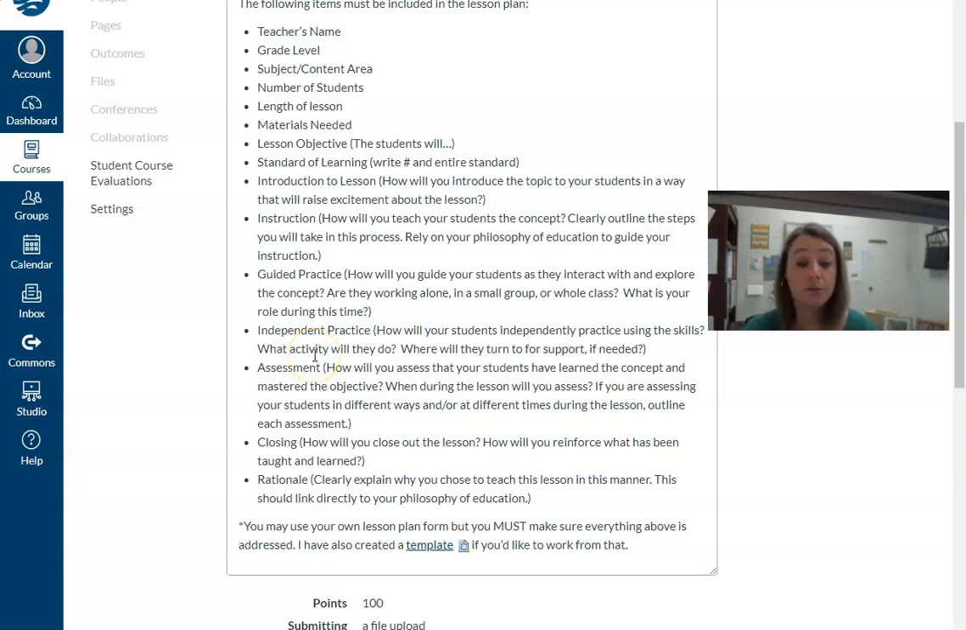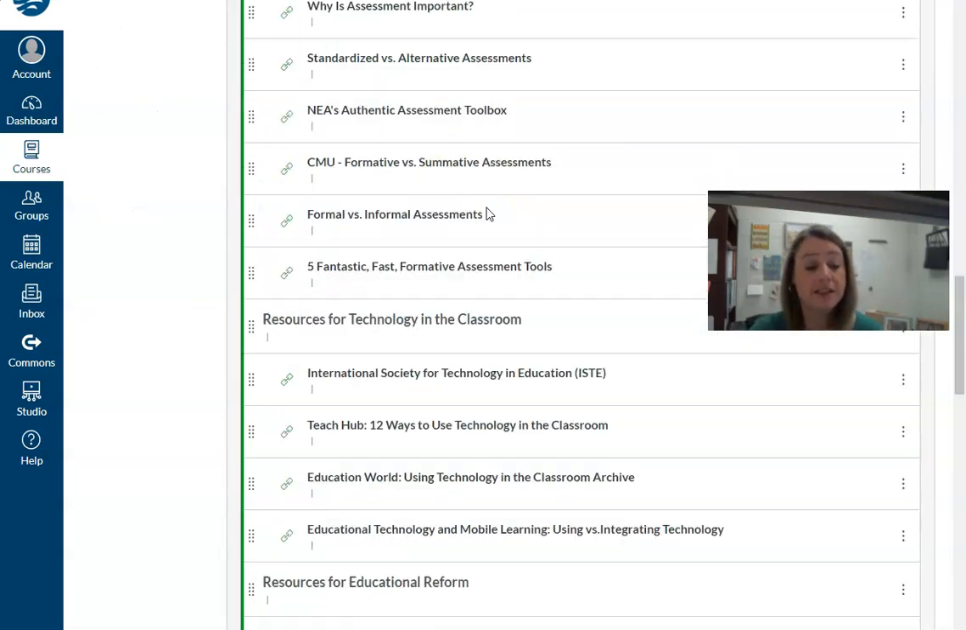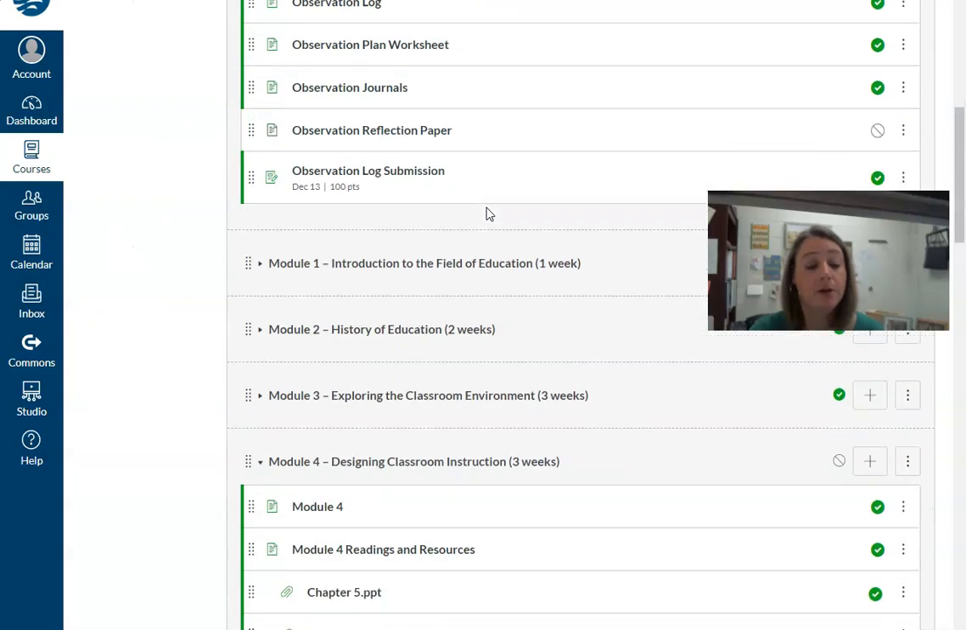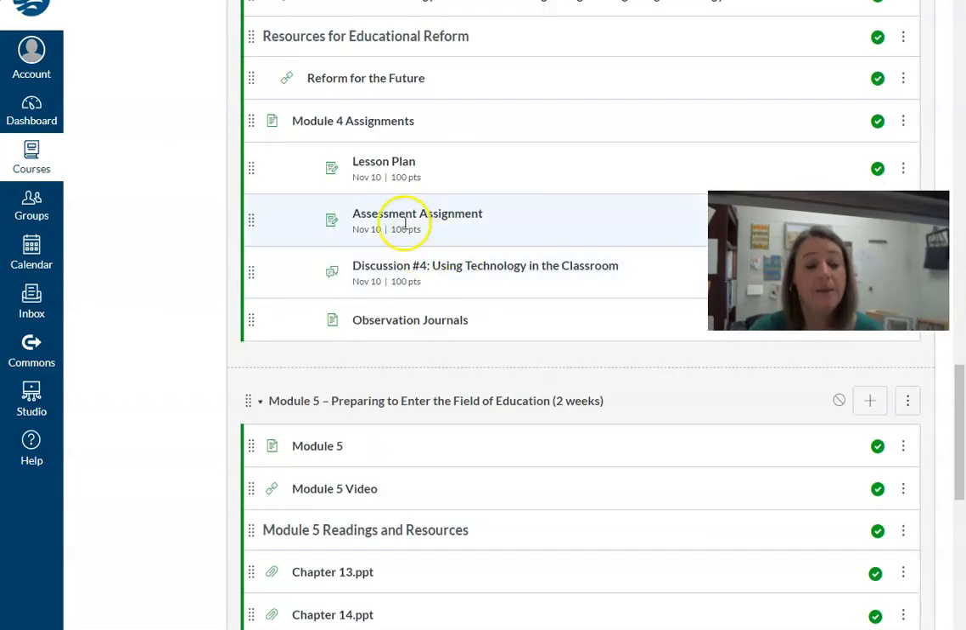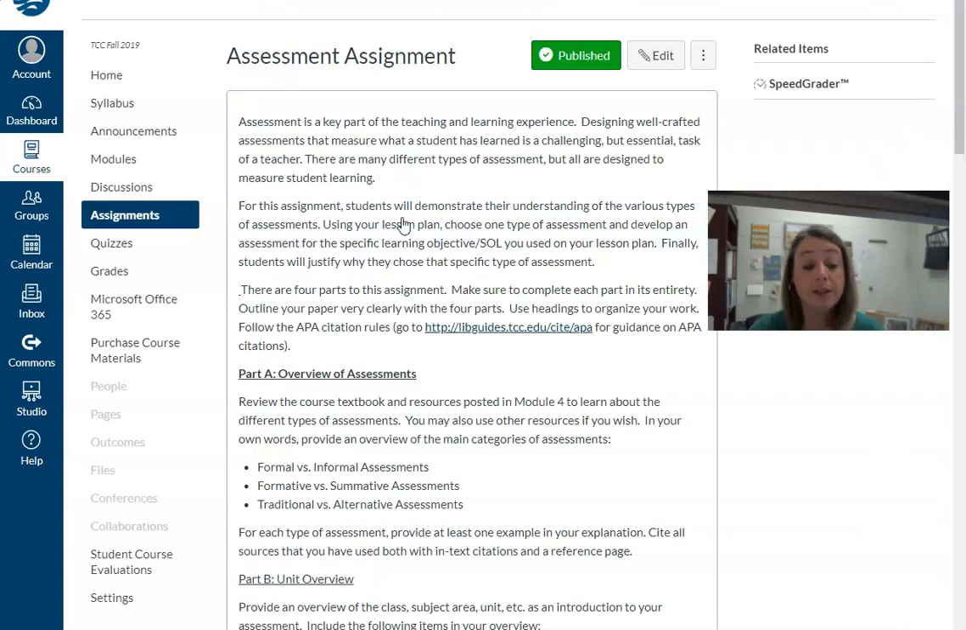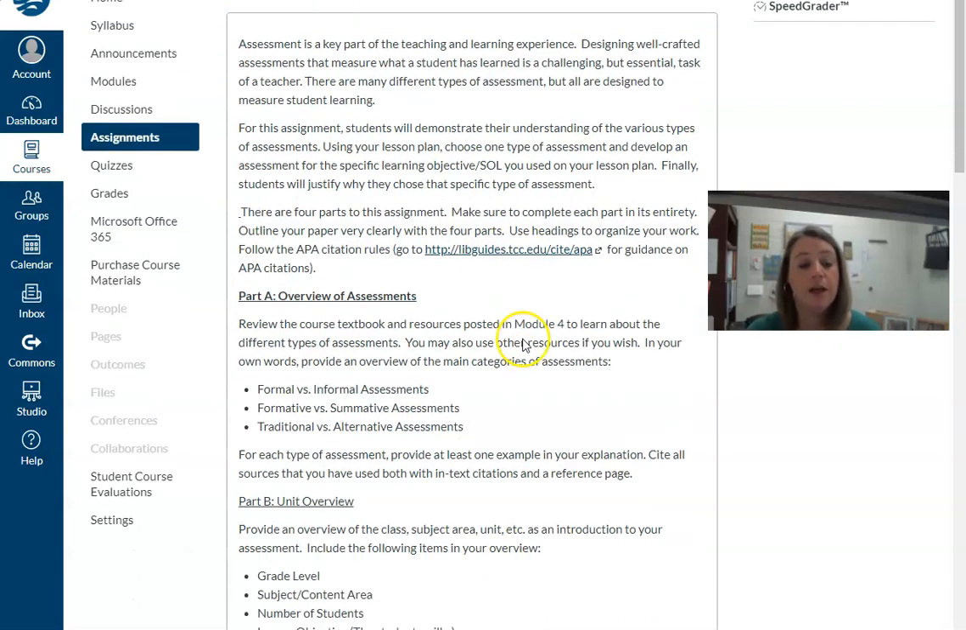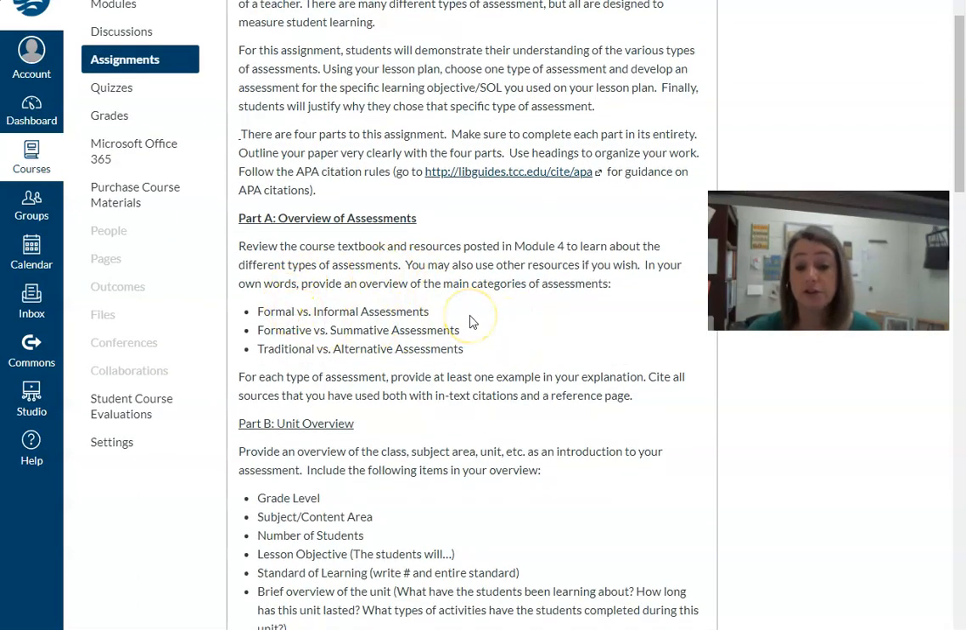So once you're done with your lesson plan assignment, then you're going to move on to the assessment assignment, and that's where you're actually going to use the information from this lesson plan to create your assessment. So if you go to the assessment assignment, you are going to see that you're going to be taking quite a bit from your lesson plan. There's really only a couple of things that you're adding. So the first thing that I want you to do is just do a little bit of research about assessment.